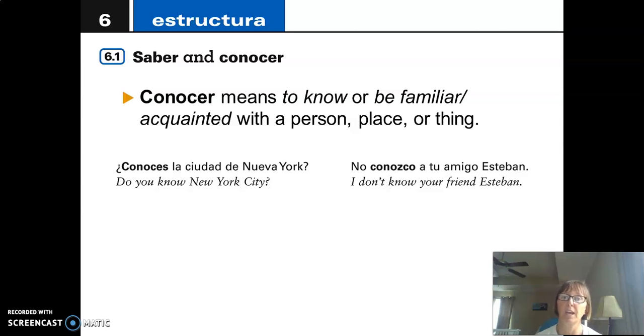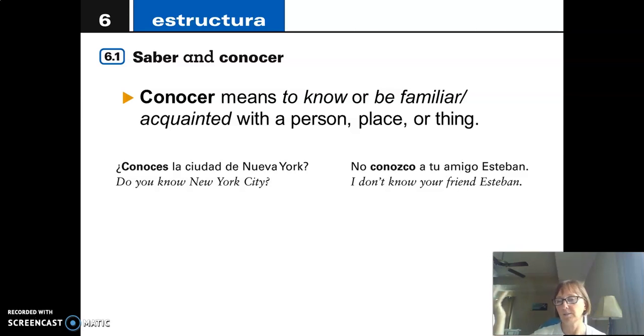So here we have tu amigo Esteban. Tu amigo, that is your direct object. Conozco a tu amigo Esteban. Who's being known? Esteban, your friend. When it is a person, we use this preposition a. So it's just called la a personal, the personal a. And we'll only use that before referring to a person as the direct object. So when we're knowing a person, we have to say a.